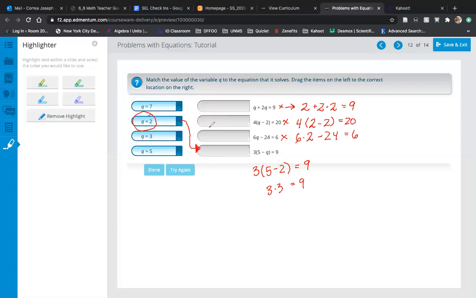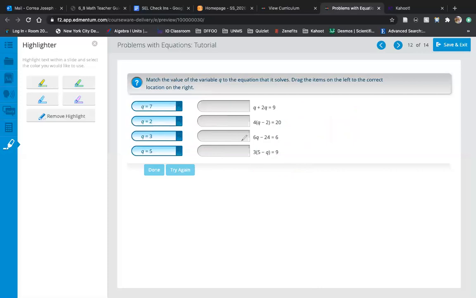Something else to look for, I want to point out before I go on to the next slide, is that when you see something in parentheses where you're subtracting, that sometimes makes calculations easier. So if I'm looking over here, this says q minus 2. I know that if I put this 2 into here, I'm going to have 2 minus 2, which equals 0. That makes the whole left-hand side 0.